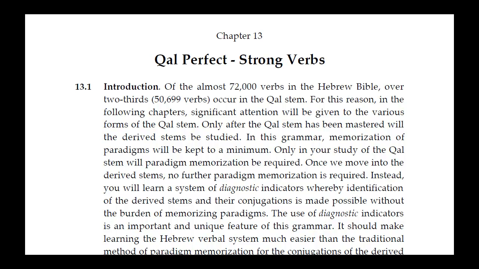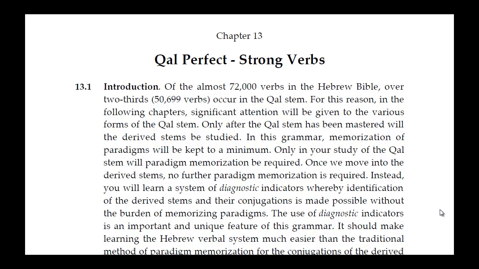Now, we have 72,000 verbs in the Hebrew Bible, and over two-thirds of them, 50,699, occur in the Qal stem. For this reason, we're going to give a lot of attention to the various forms of the Qal stem because, like I said, over 66% are the odds that you're going to come across a Qal stem verb versus a derived stem verb in the Scriptures. So what we're going to do is learn to master the Qal stem, and then we'll go into the derived stems later on.